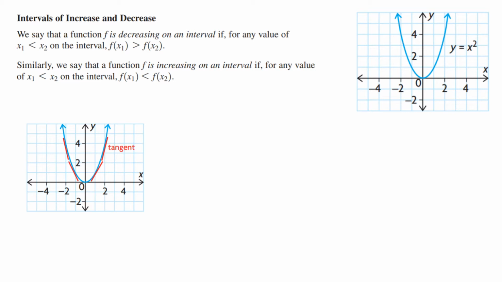Another way we can examine this is by drawing a tangent anywhere on the parabola and observing its slope. If the slope is negative, then the function is decreasing, such as the tangents drawn over here where x is smaller than 0. I see that the slope of these would be negative. Whereas over here, the slope would be positive, therefore it's increasing.